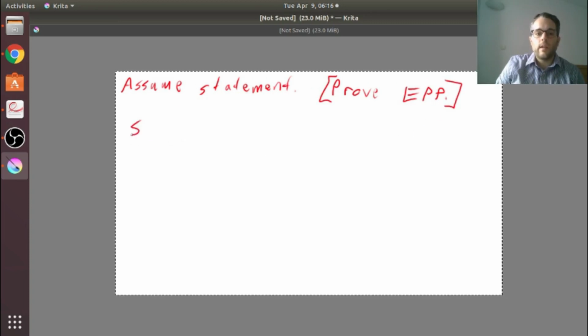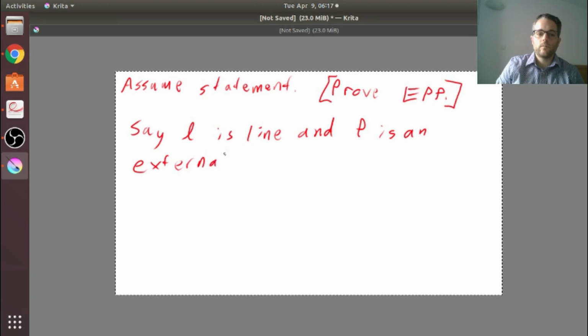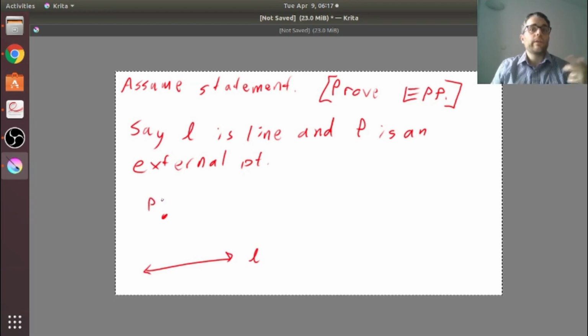That means we're going to take a line L, and we're going to take an external point P. So I got my line L. I got my point P. And now I need to show that there's exactly one line containing P, which is parallel to L, right? This is what we're showing.